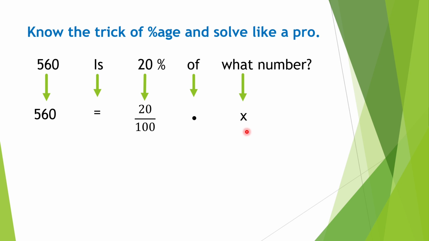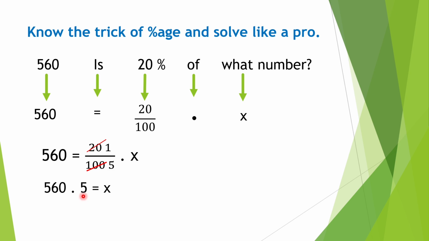So now we have prepared this mathematical equation, and our next step is to simplify this equation. So we can write this equation as 560 is equal to 20 divided by 100 into x. So we will simplify as 20 ones are 20 and 20 fives are 100, equal into x. So 560 is equal to now x divided by 5. So in the next step, we will multiply this 5 with this 560. So it will become 560 into 5 equal to x.